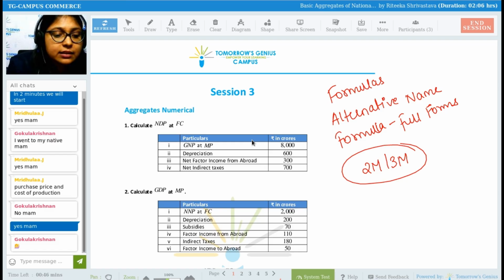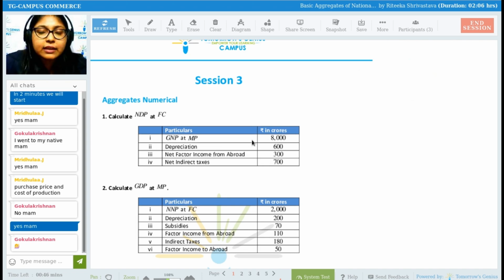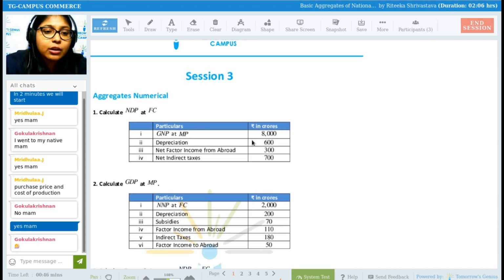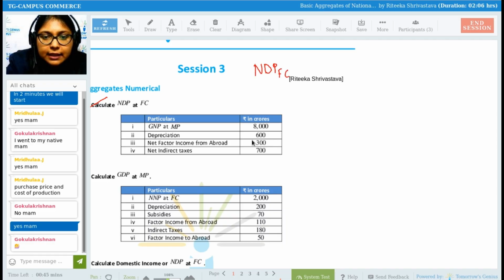So how to solve the aggregate question. One aggregate will be given to you in the question and another aggregate they will tell you to find out. So how are you going to do it? First step, the aggregate which you have to find out, you will write on the left hand side. In the question they are saying calculate NDP at FC. First of all, let us see what they have given you in the question. Calculate NDP at FC. So you have to find out NDP at FC.